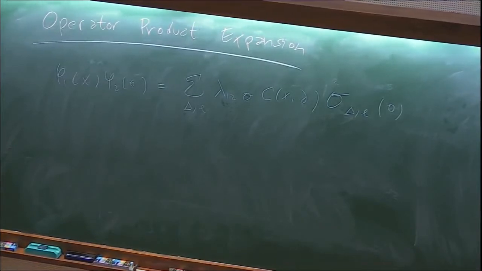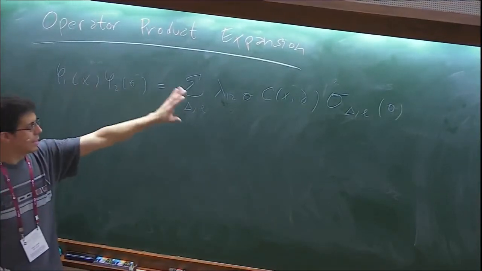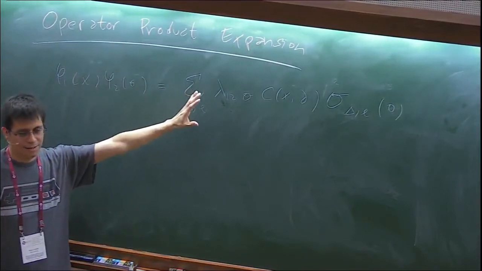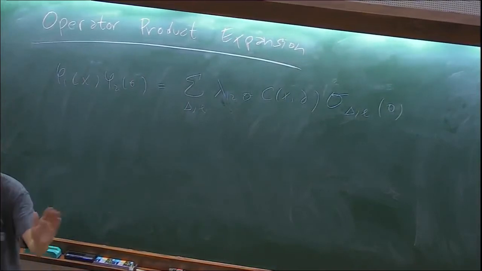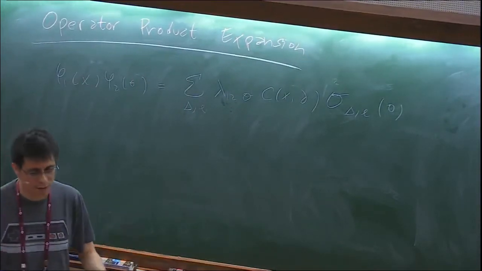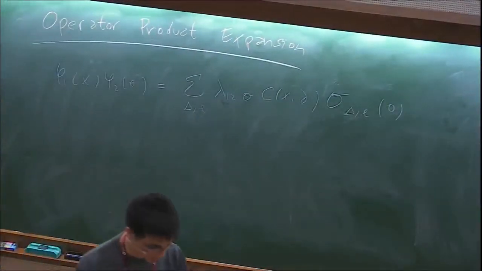Now, the bootstrap philosophy is actually the reverse. The idea is not to calculate the CFT data, calculate all the two-point functions and three-point functions, and then use it to calculate four-point functions. The idea of the bootstrap is, let's start with the four-point functions and try to find which consistency requirements it satisfies such that one can fix this data. So that's the idea of the bootstrap.